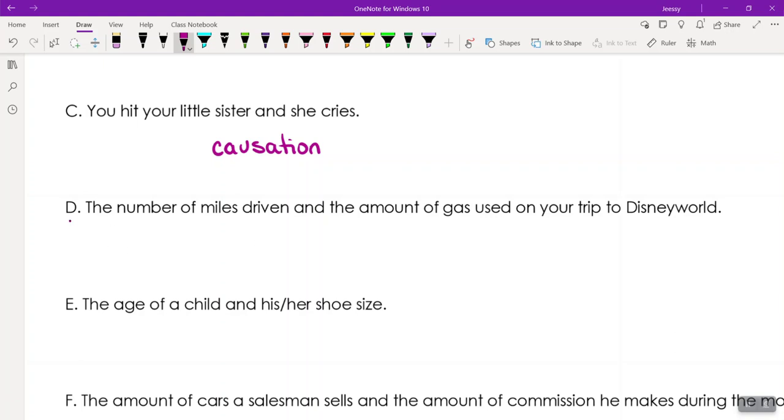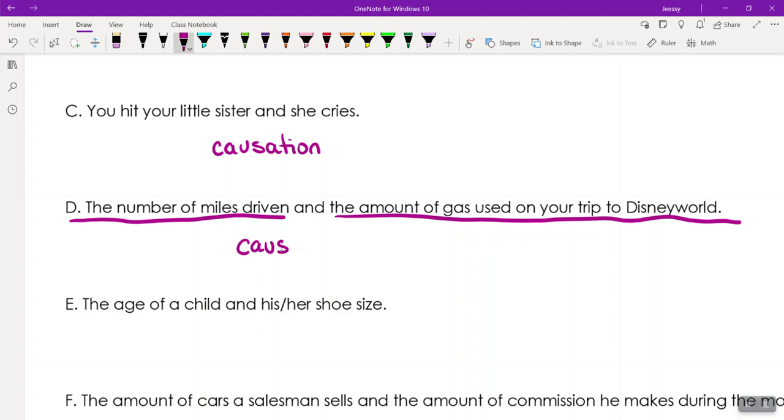All right. The number of miles driven and the amount of gas that you used on your trip to Disney World. Yeah, the number of miles that you drove were caused by the amount of gas. Yeah, there's causation here. The more gas you use, the more miles you can drive.